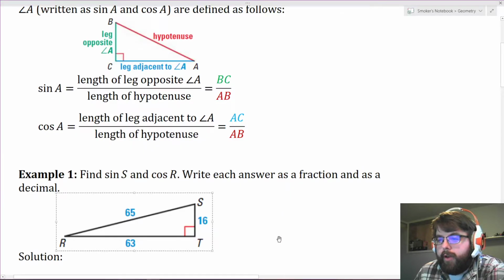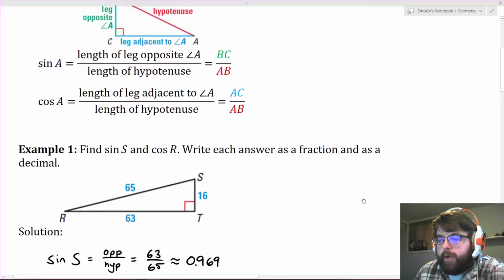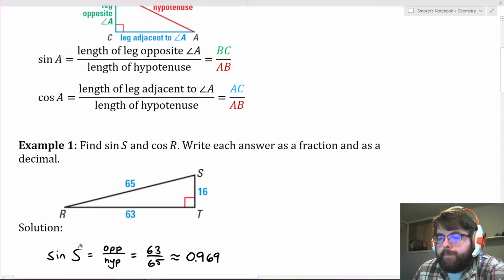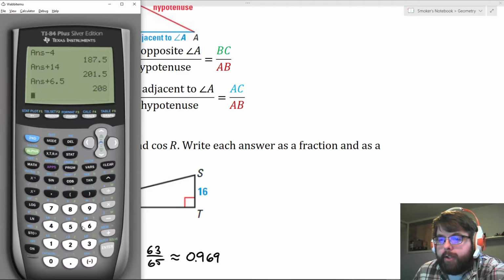We will use those later, maybe in the next example, but we don't need them for this example because the sine of s, so this is the angle we're looking at, is opposite over hypotenuse. That's the important part. Sine of s is opposite over hypotenuse. So it's 63 over 65. Then you'd get your graphing calculator out. You do 63 divided by 65, and the ratio between those is 0.969.